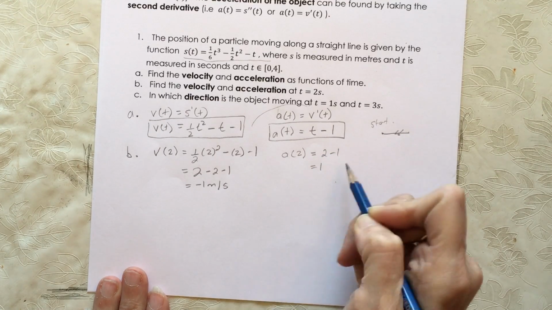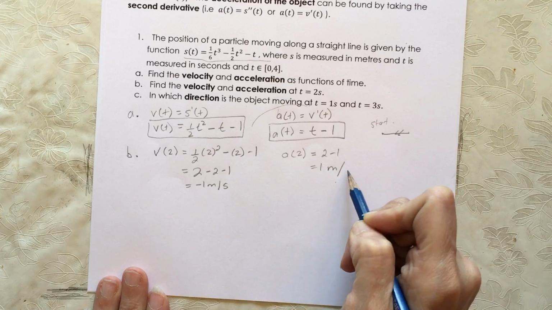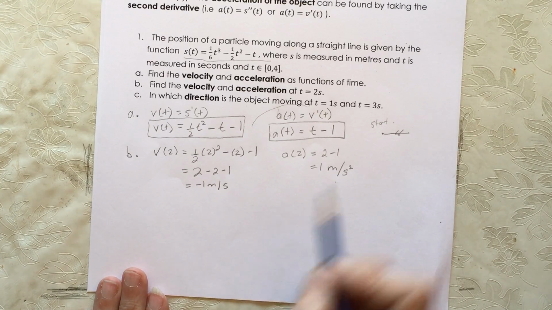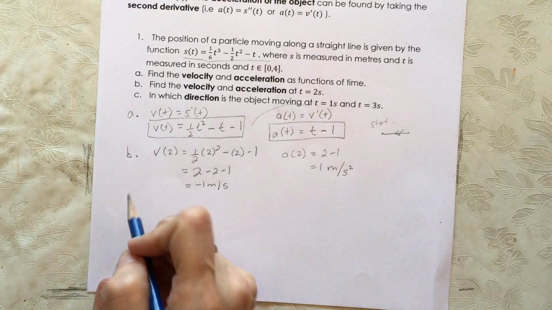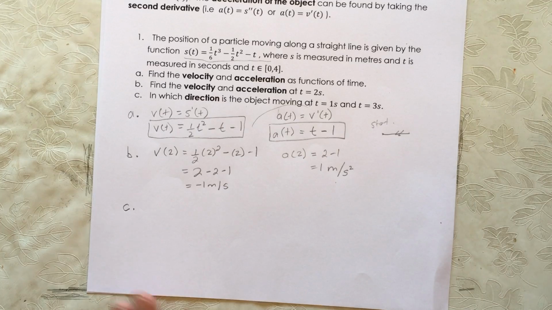And the units of acceleration are units of measurement, so in meters in our case, per time squared, and we're measuring time in seconds. Okay, so if you're not a physics person, the units of acceleration are meter per time squared, whatever time is measured in and whatever distance is measured in. And C, in which direction is the object moving at t equals 1 second and t equals 3 seconds?